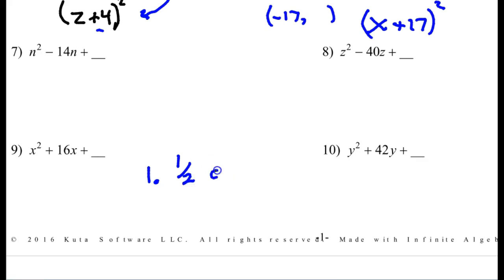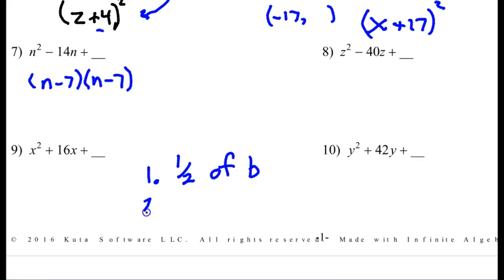Half of B. So first step, you can take half of B. So if it's negative 14, you know it's going to be negative 7. Negative 7 adds to negative 14.